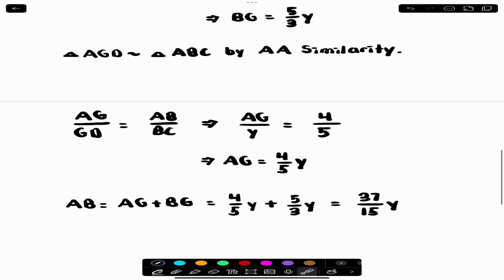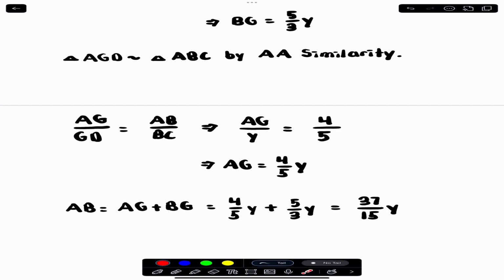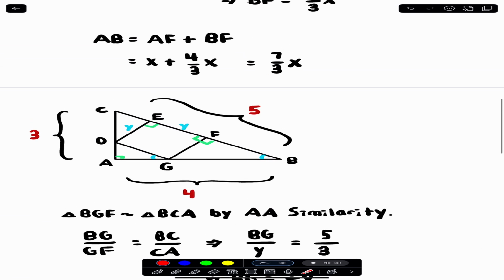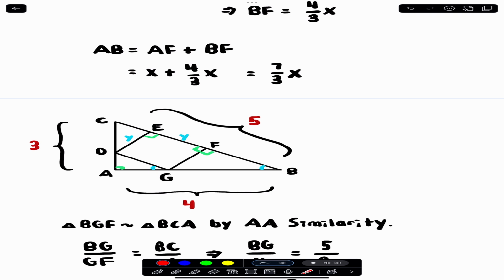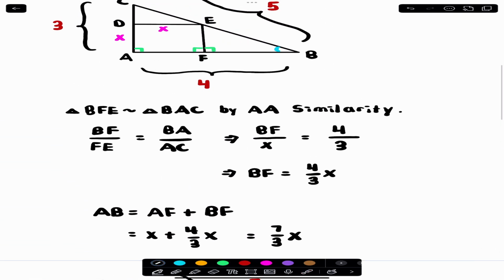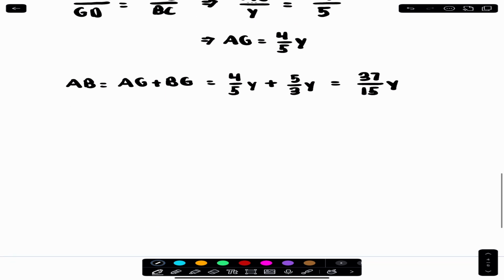Okay, so we've written AB in terms of y, and we've also written AB in terms of x. Now AB is the same length in both triangles. Remember, the value for AB is 4 in both triangles. This means we can set them equal to each other. So in other words, setting AB equal to 7 over 3 x, which is equivalent to 37 over 15 y.